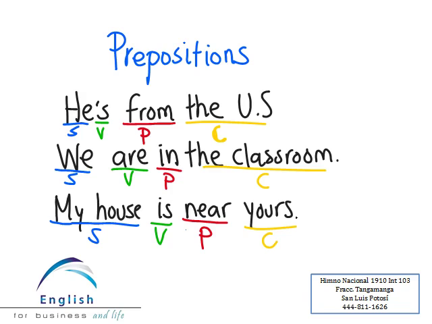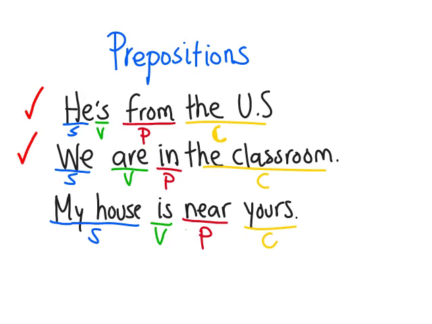All right, let's begin with prepositions. Here, as you can see, we have example 1. He's from the US. Example number 2, we are in the classroom. Example number 3, my house is near yours. Okay, well, here we have three different concepts in which we're going to be using our preposition. We have three different prepositions.